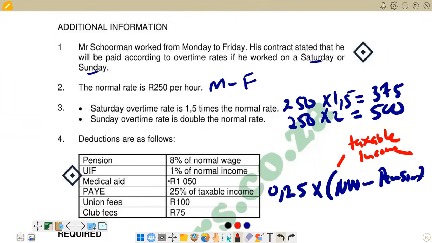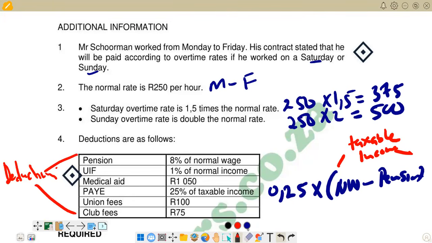It's a figure, and then club fees is a calculated figure again, 75 rands. So what it means is that the total will give us the total for deductions. After we've calculated the income, we are going to get the gross income, and then we subtract the deductions, and we get the net wage, right?